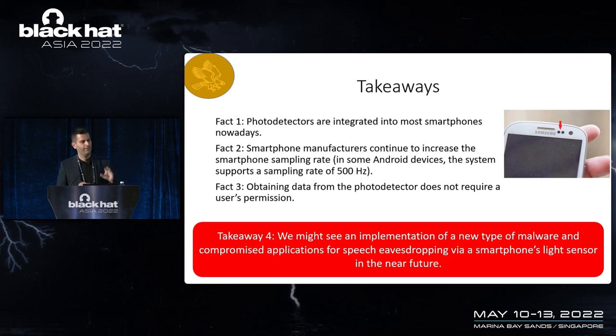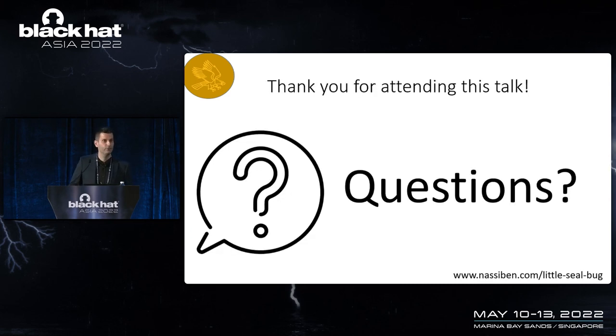Now, all of these facts alone aren't very important, or maybe aren't even risky. But combining these three facts together, we might see an implementation of a new type of malware and compromised applications for speech eavesdropping via a smartphone's light sensor in the near future. And again, bear in mind, currently your smartphones include a photodetector. They allow a sufficient sampling rate, or probably will allow a more sufficient sampling rate in the next few years. And also, obtaining this data doesn't even require declaring it in the manifest of the Android application.